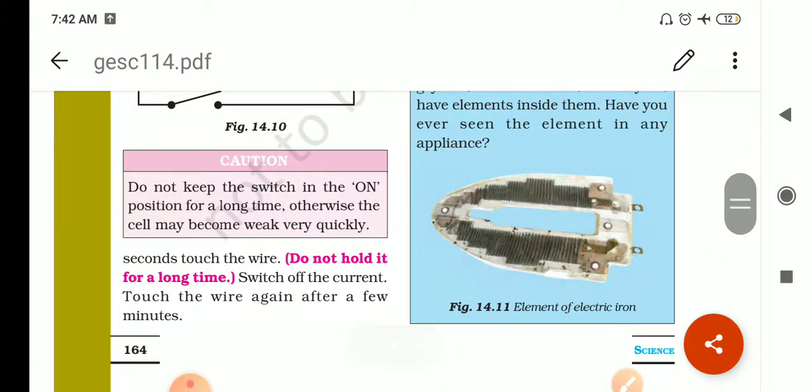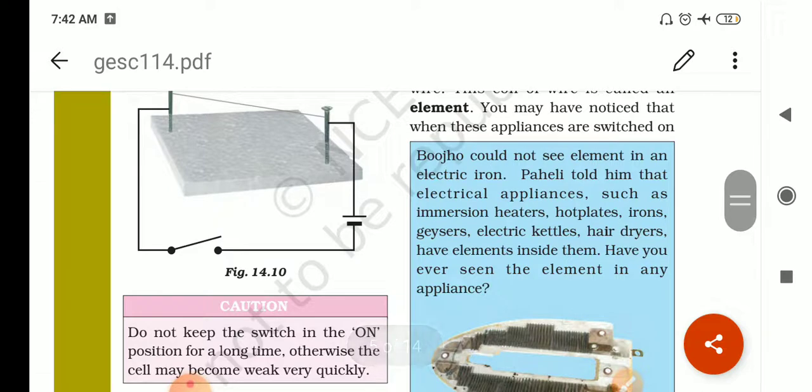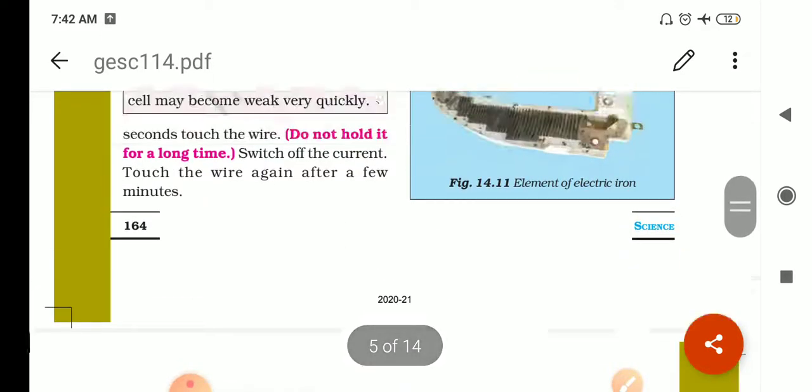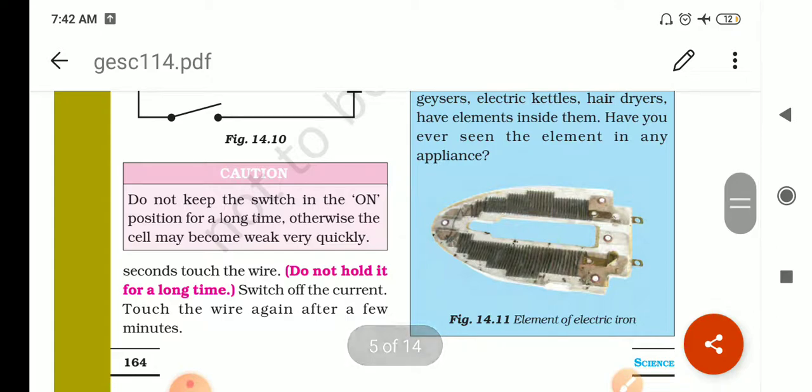Okay, what precaution is given to you? Do not keep the switch in on position for a long time, otherwise the cell may become weak very quickly. Yes, obviously, because in nichrome wire heating is caused very quickly, so obviously the cell also gets used up quickly. That's why you have to switch off the circuit, okay? You have to switch it off. Okay, then see, what it says: for a long time don't hold it, otherwise what will happen, it becomes too hot and you may have a problem.